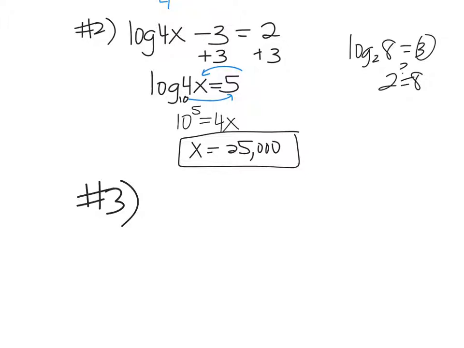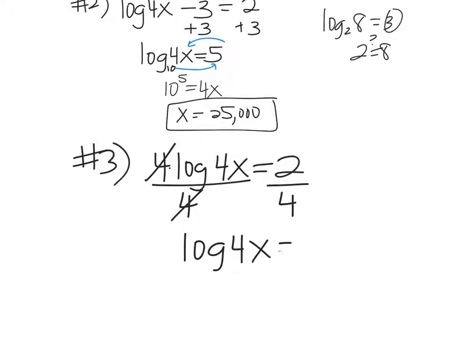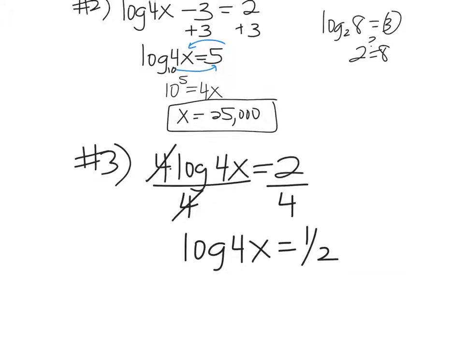All right, let's try another one. 4 log of 4x equals 2. Okay, this one also, before you do anything else, you have to isolate the log. So right now there's a 4 in front, and you could bring that 4 up top, but that's just going to make it harder. Let's just divide both sides by 4, okay? So start by dividing by 4. I'm not dividing by this inside 4, I'm dividing by this outside one. So I get log of 4x is equal to 1/2.